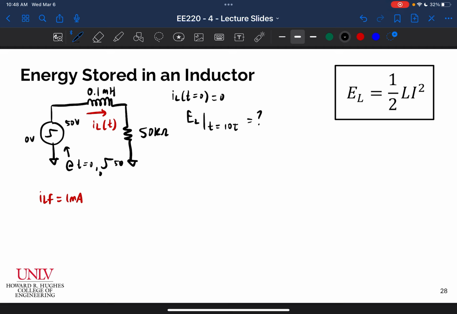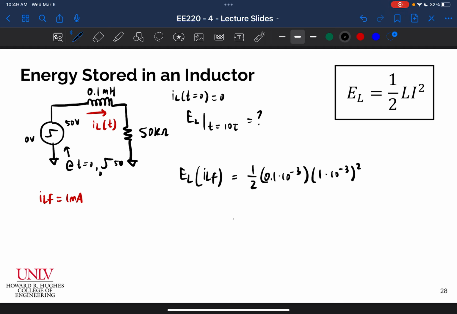And so all I need to do now to determine the energy stored in my inductor as a function of the current is equal to 1/2. My inductance is 0.1 times 10 to the minus 3 henries, or 0.1 millihenries, multiplied by 50 times 10 to the 3, which is 50K. Oh, sorry, I'm not interested in the resistance. It's the current that I'm interested in. 1 times 10 to the minus 3 squared.